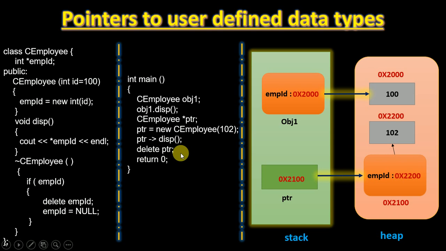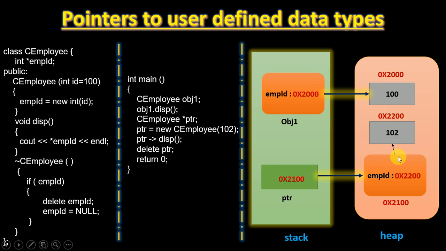Now I am doing delete ptr. When I do delete ptr, what is happening is, first it is going to the destructor. So ptr is of type CEmployee. In CEmployee there is a destructor. Here we are checking whether empid is null or not. This empid is not null, so then it will delete the employee id.